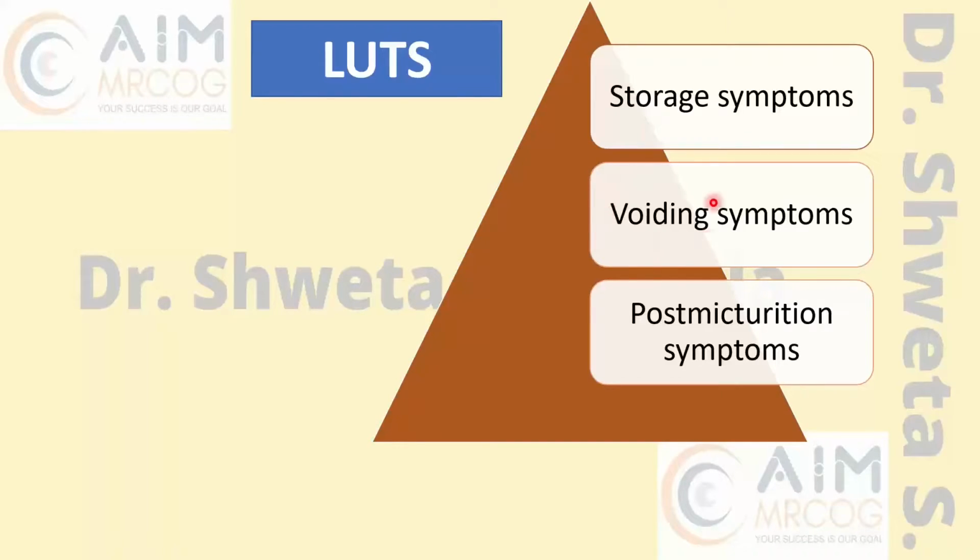Then second comes the voiding symptoms. In voiding symptoms, it will be about voiding, so it will be poor stream, hesitant stream, sometimes dribbling. Then the last is post-micturition symptoms. In post-micturition symptoms, there will be incomplete bladder emptying, which you will get to know by residual urine measurement, or sometimes there could be post-micturition dribbling. Today we'll mainly focus on the storage symptoms because that is the most common type of LUTS.